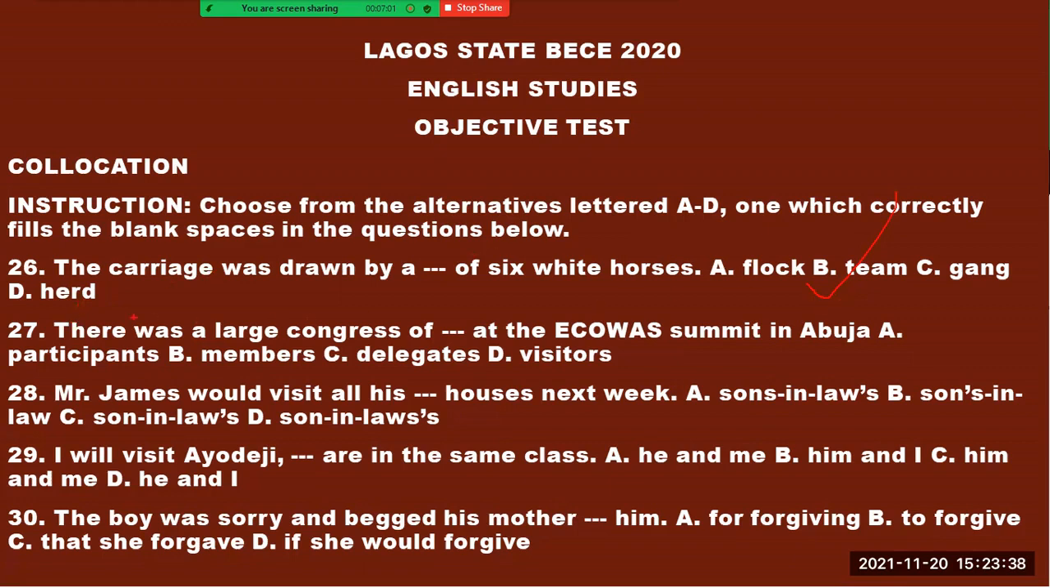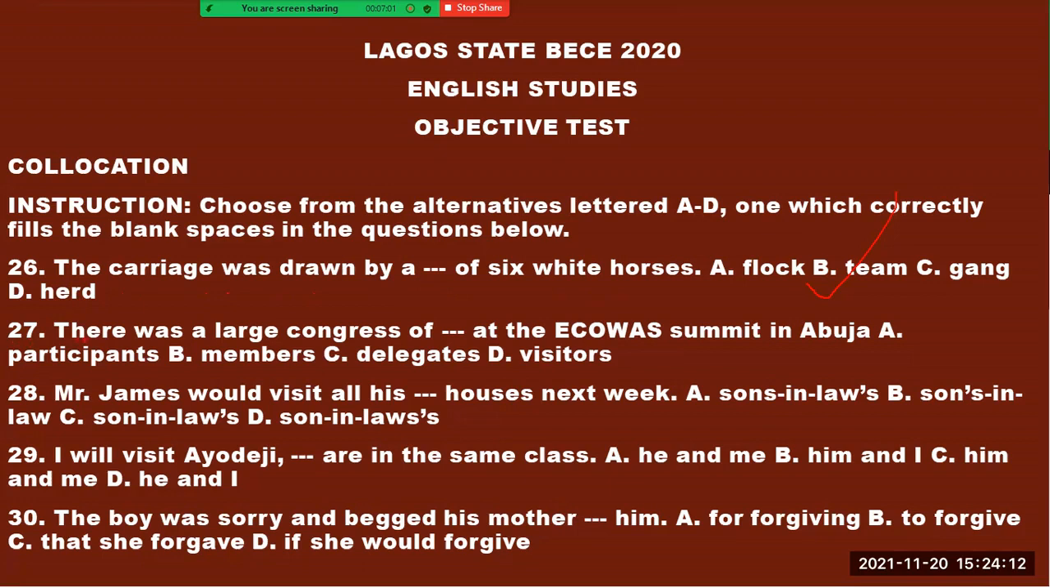I know many people will go for herd, and even the authors of this compilation guide picked the word herd, H-E-R-D. Sadly, I have to disagree with their choice, because it is very clear that when you have a group of horses pulling a carriage, you refer to them as a team of horses, T-E-A-M, and not as a herd of horses.